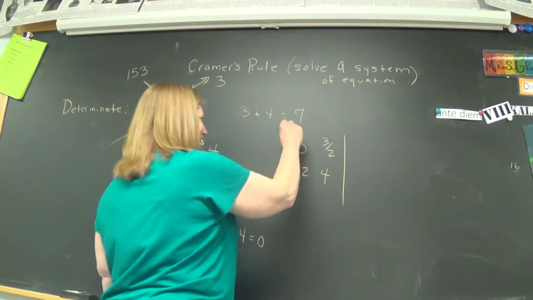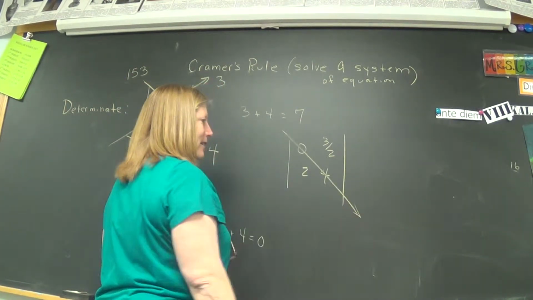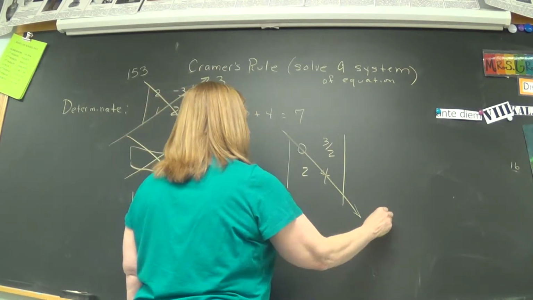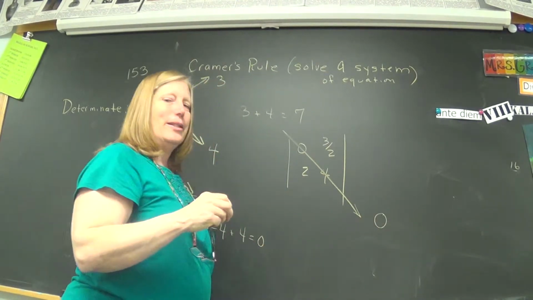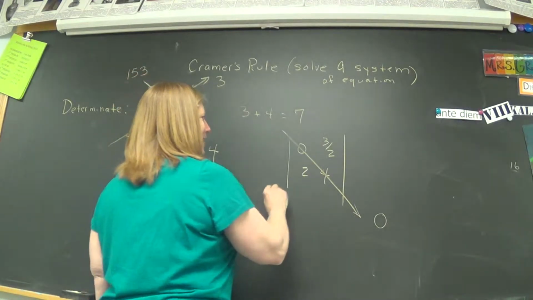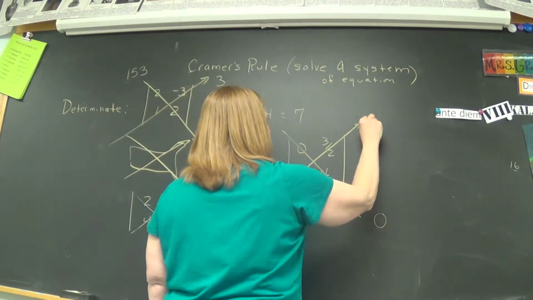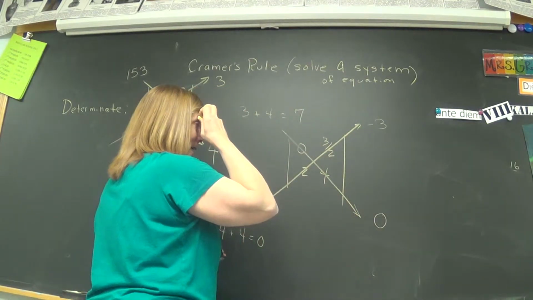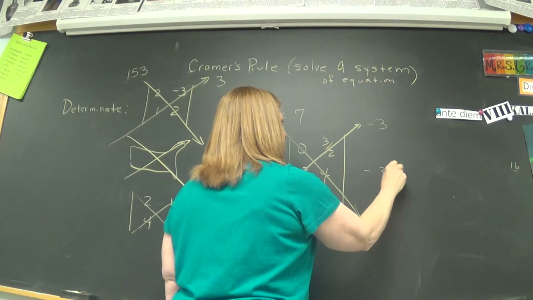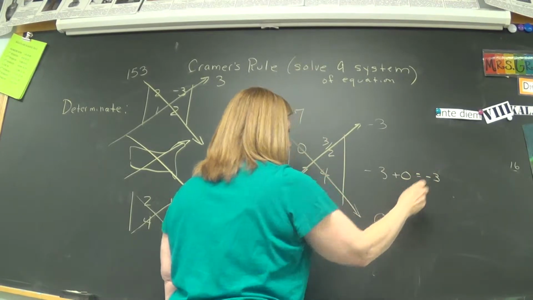All right. So when you go along the positive diagonals, you get 0 times 4, which is 0. 0 is always helpful in a matrix. And then you do the negative. 2 times 3 halves is 3, but we use the opposite, so we get minus 3. Minus 3 plus 0 is minus 3.